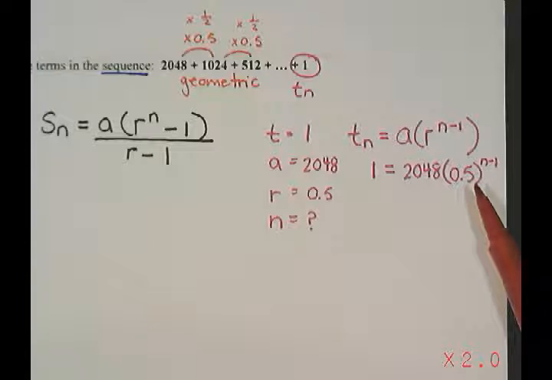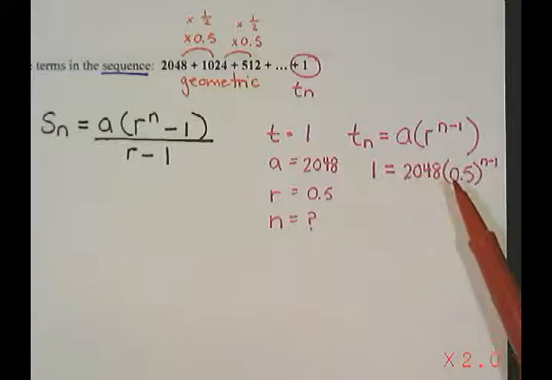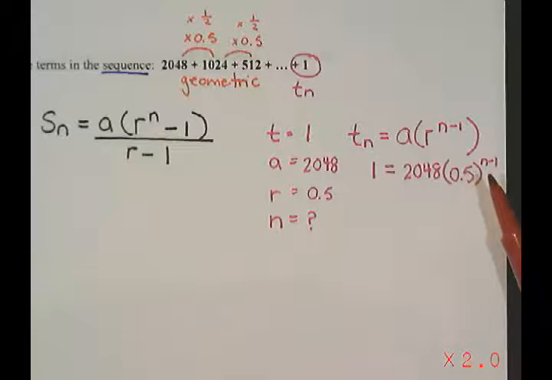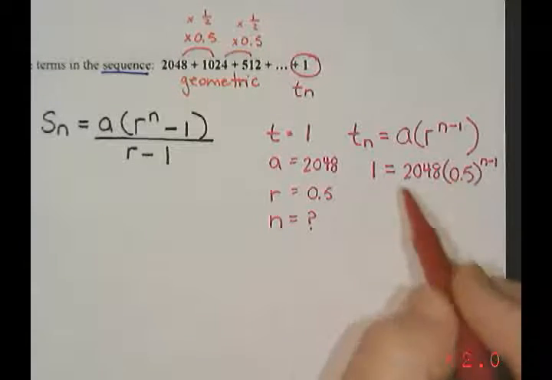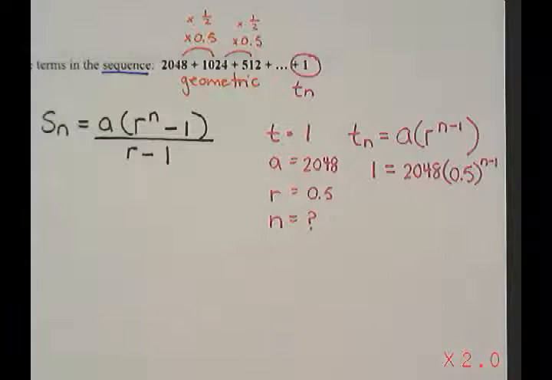Order of operations, or BEDMAS, says that you have to do your exponent first and then multiply. So I can't touch that 0.5 until I've worked its exponent, and since I don't even know what the exponent is, I can't multiply. So what we're going to do is take that 2048 to the other side.